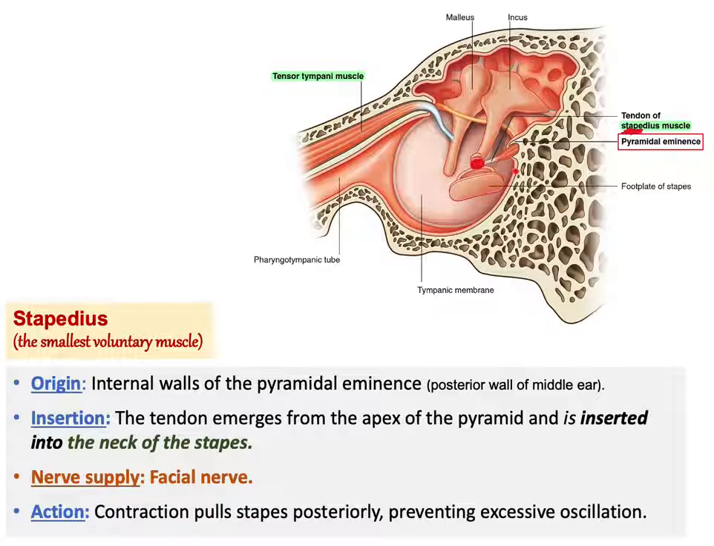So when it is contracted, it prevents the excessive oscillation, right? And it dampens that vibration. I mean it dampens the stapes, and of course, ultimately the vibration. So it is the smallest muscle in your body, but it is innervated by the facial nerve, which is not shown here. You can see a branch of it, but you cannot see it. So I will show you in a couple of slides, right? It is innervated by the facial nerve, a nerve called the nerve to stapedius muscle.